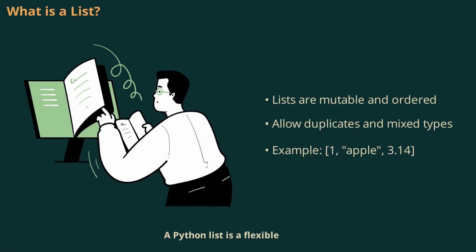A Python list is a flexible, ordered collection that can hold any type of data: numbers, strings, even other lists. Lists are mutable, which means you can change them after creation. They also allow duplicate values and can mix different data types. Here's a quick example: my_list = [1, "apple", 3.14]. Notice how it holds an integer, a string, and a float all in one list. This makes lists incredibly useful for all sorts of programming tasks.